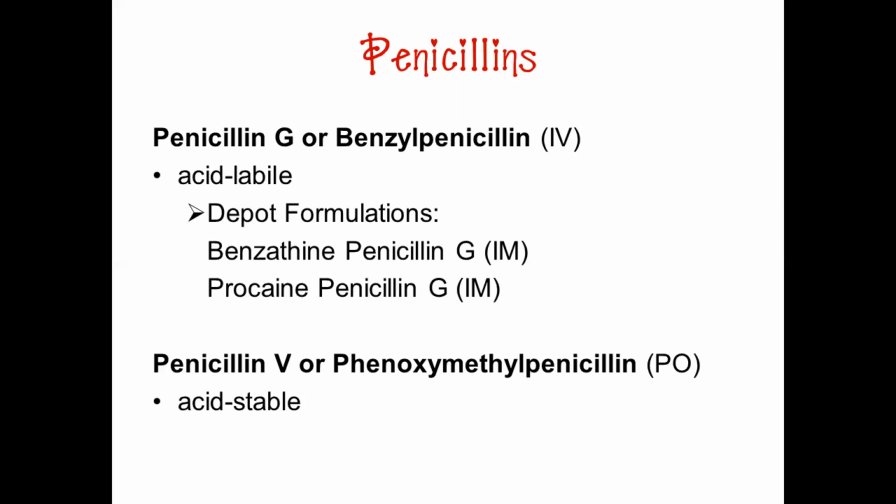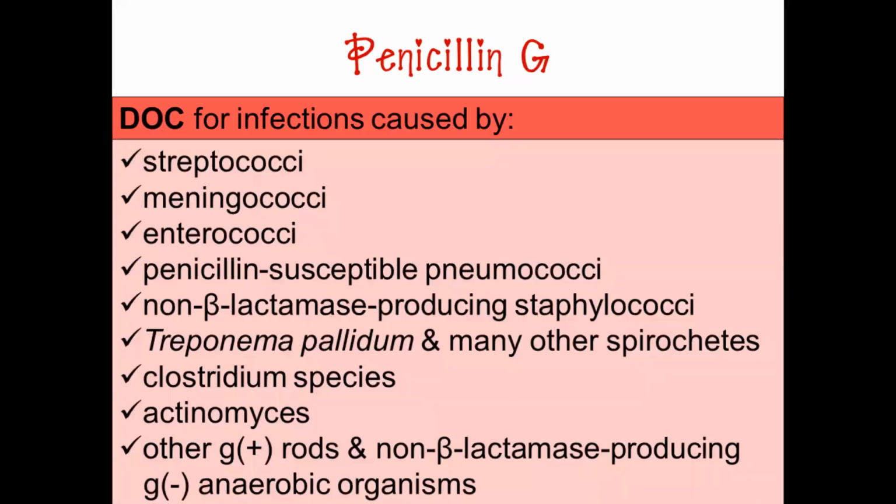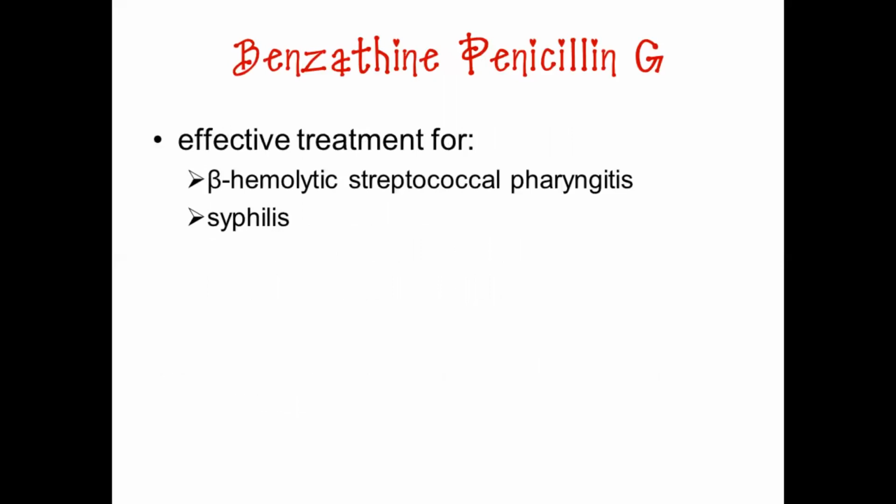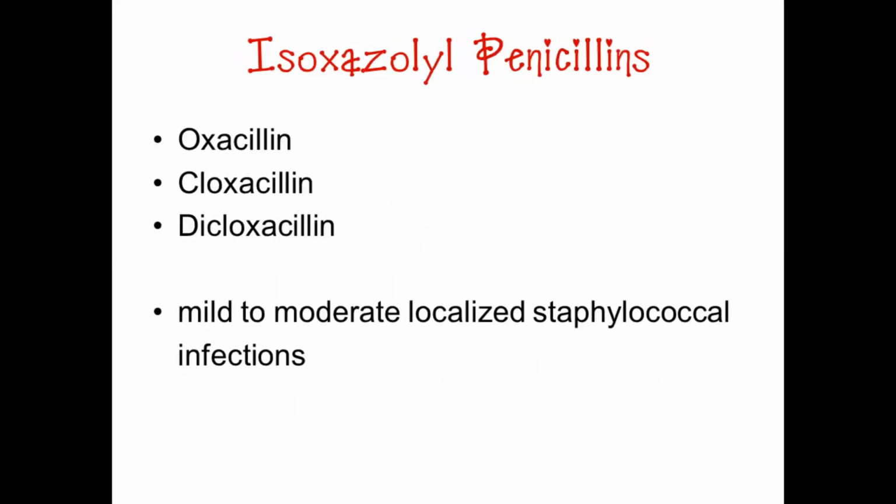So next we have PENV or phenoxymethyl penicillin. It is taken orally, no. So it is a secondary prophylaxis for RHD, rheumatic heart disease. So penicillin G is a drug of choice for the following infections: streptococci, meningococci, enterococci, and many more, no? So it is also effective for beta hemolytics, streptococcal pharyngitis, and syphilis. Yung penicillin G.